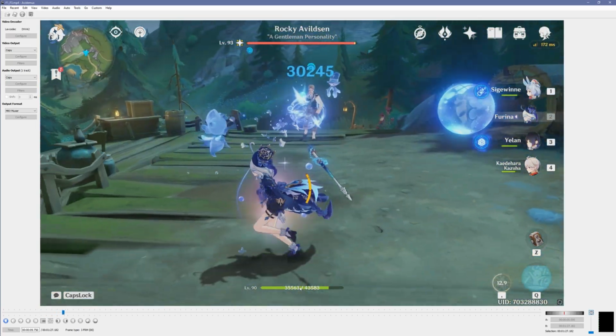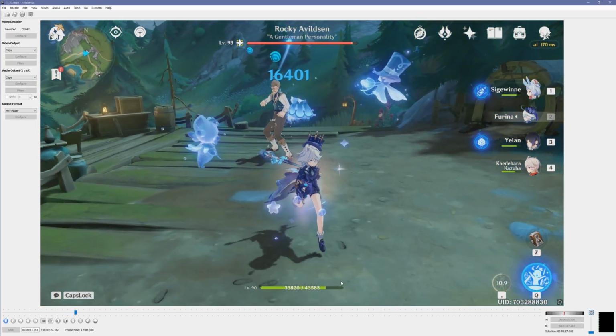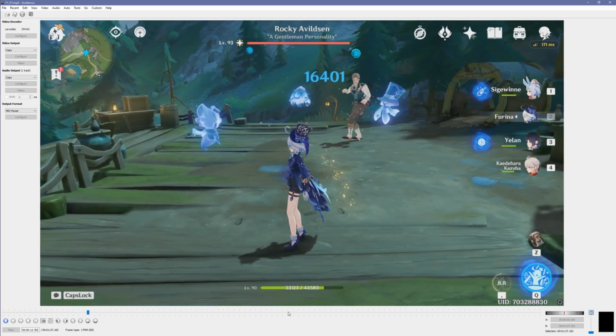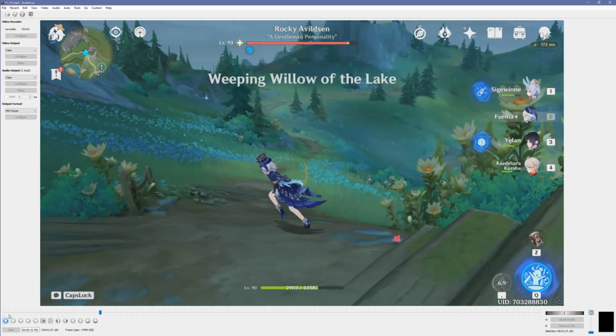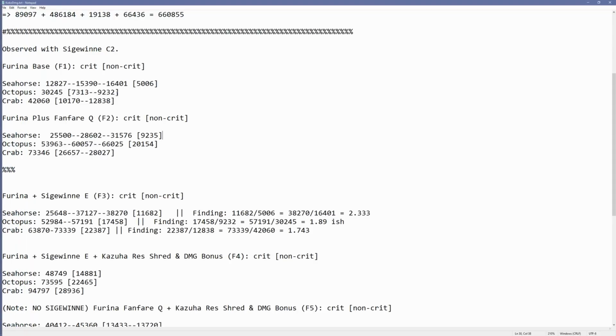Obviously keep in mind there are artifact buffs and the weapon passive buffs, so that's why some of the numbers do fluctuate a little bit. Okay, so those are the base Farina numbers. So now let's see what happens when we add Farina plus Sigewinne.